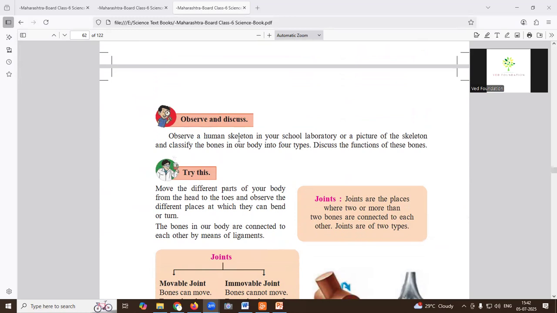Observe the skeleton in your school laboratory or a picture of a skeleton and classify the bones in our body into 4 types. Discuss the function of these bones. Okay. So the bones are of different types.